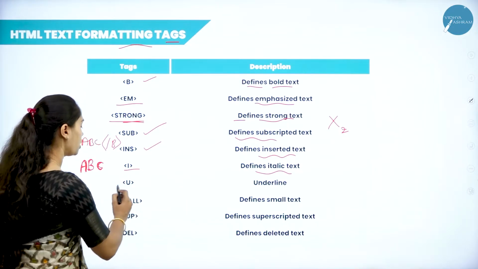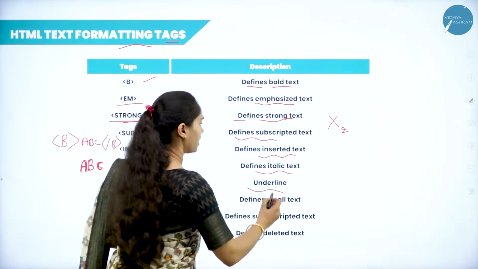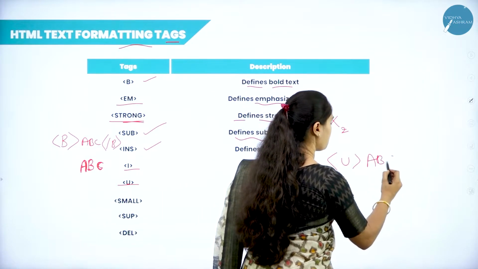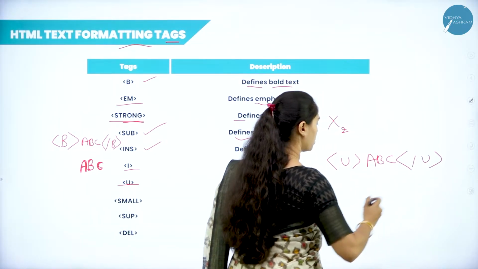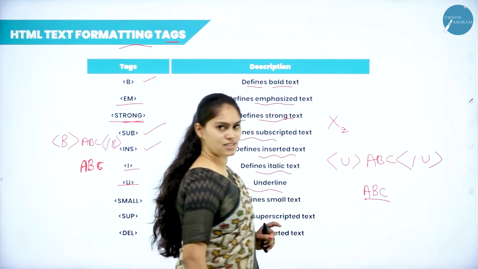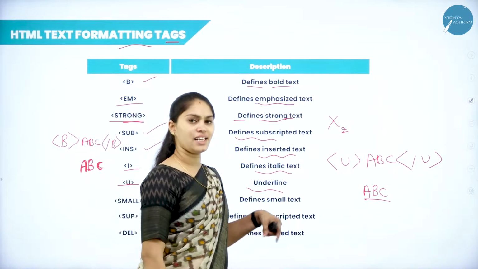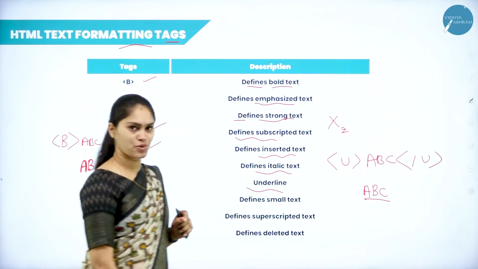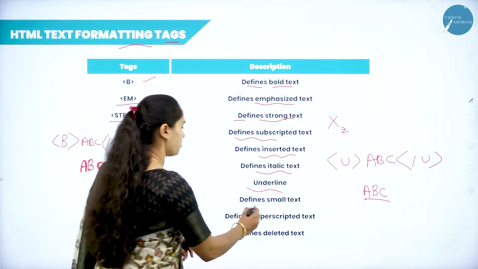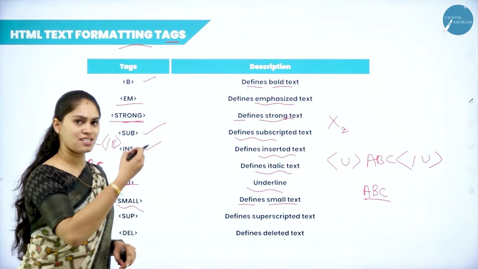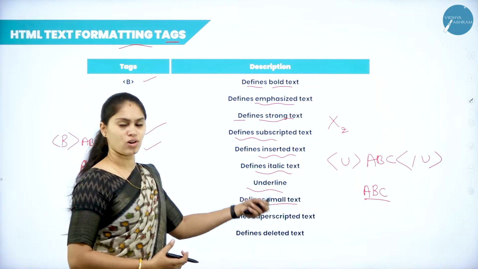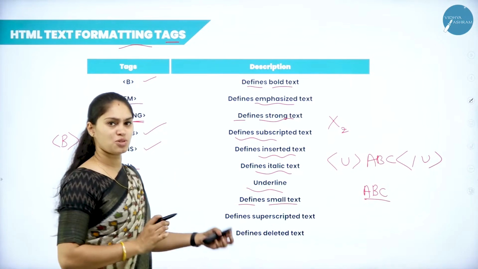And also we have U. That defines the underline. For example, if I write A, B, C, and I close this U, what will be the resultant that I am going to get? It will be like this. So if I wanted to underline any text, at that time I can use this U tag. And also we have small. So this defines the small text. It will just resize the text. The normal text size is going to be decreased by 1.